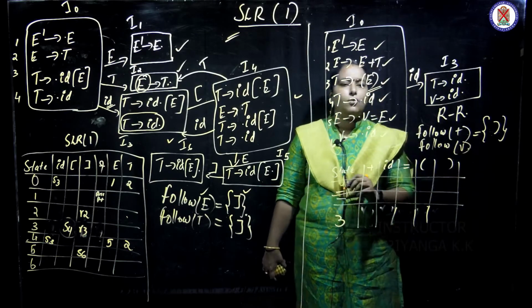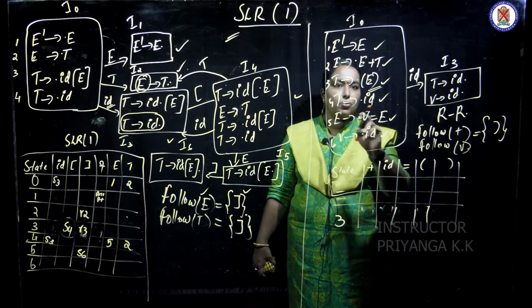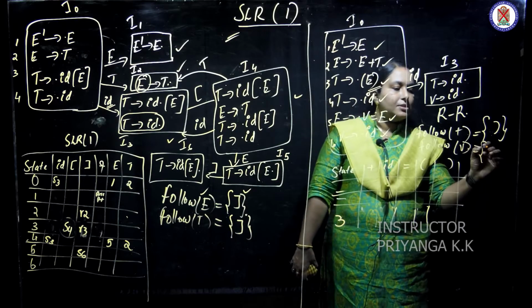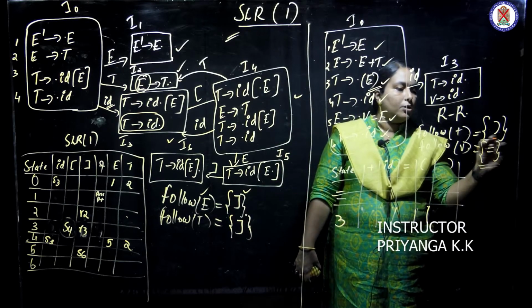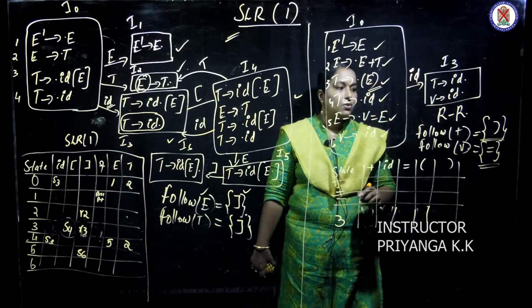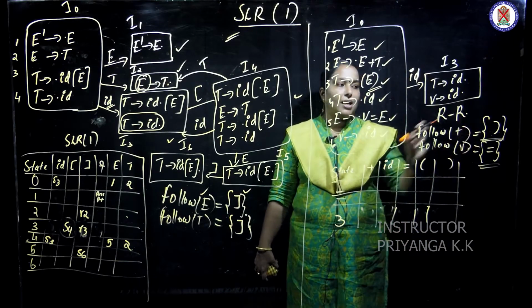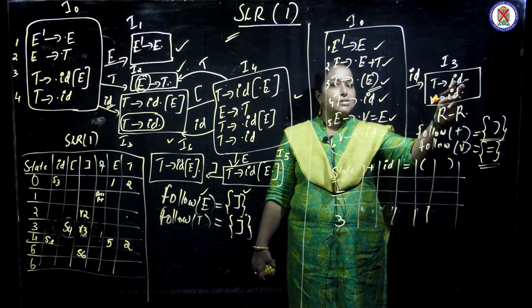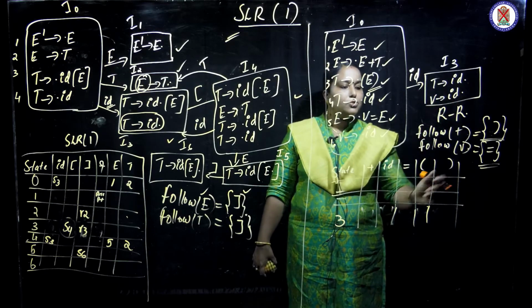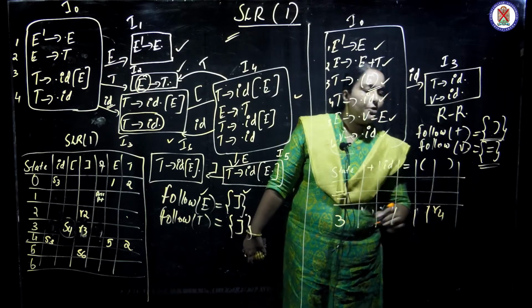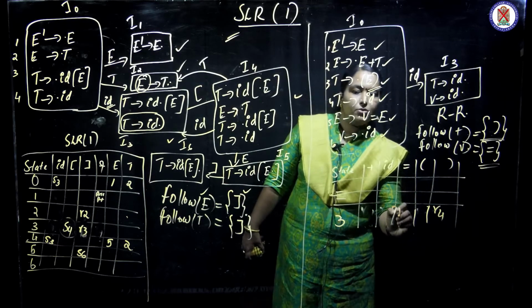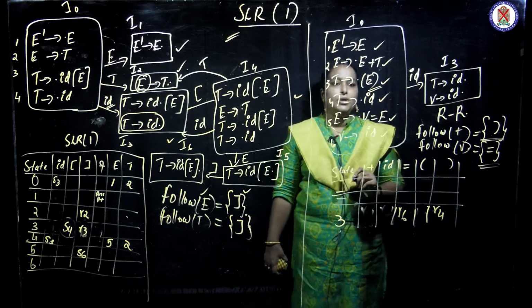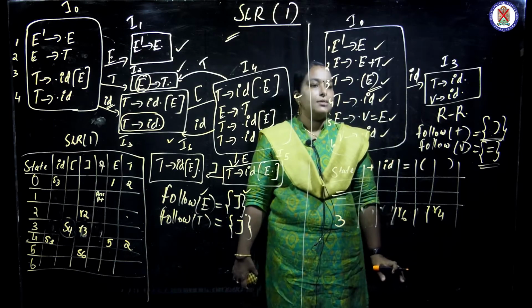What will be the follow of V? Follow of V is equal to the next first, that is equal to what? You must be thorough about the follow concept. So equal to and opening braces. The T production is the fourth production, so I will write R4 here, and for equal to, R6. Okay, so that's the difference here.